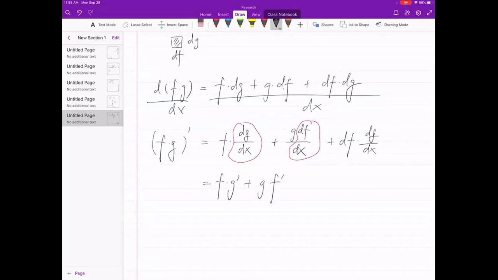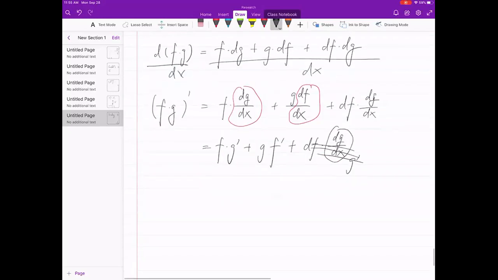Okay, which is our product rule already, right? That means the last part has to be 0. Why? This is g prime. Still okay? What is df? df is 0. Because we're letting dx go to 0, d anything is 0. So this part is negligible. Therefore, we have this: f g prime plus g f prime. And the last term is gone because it's too small.